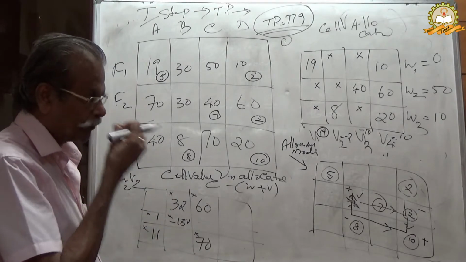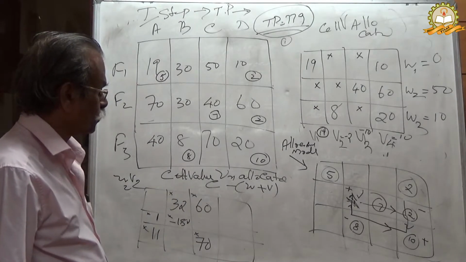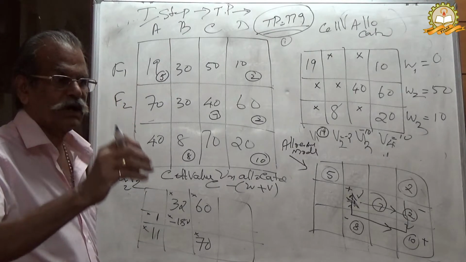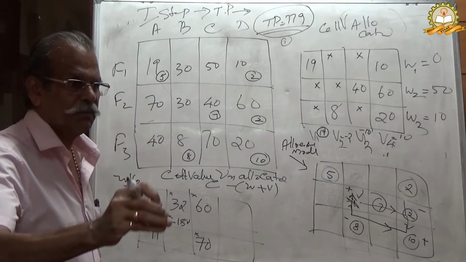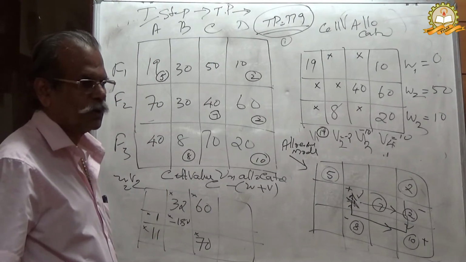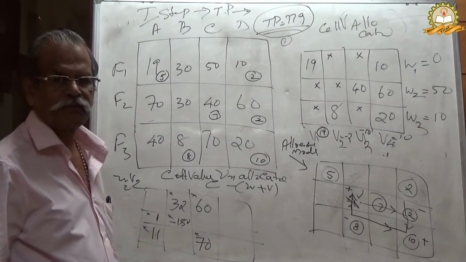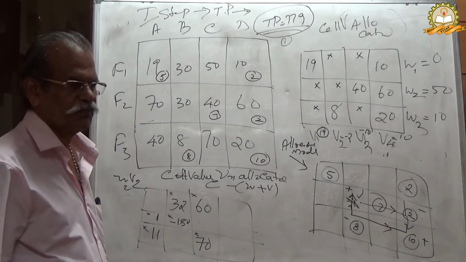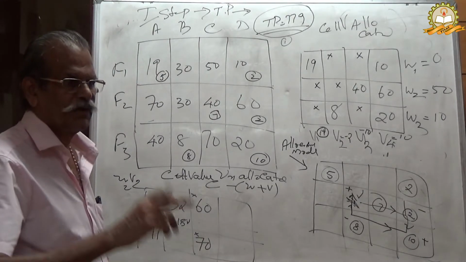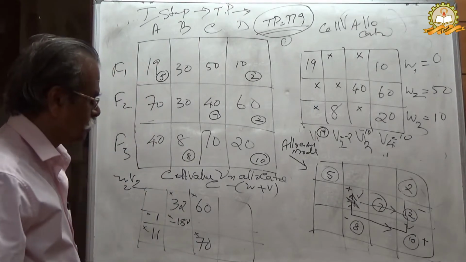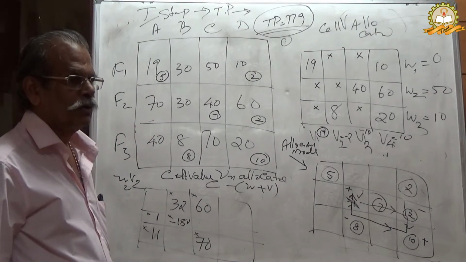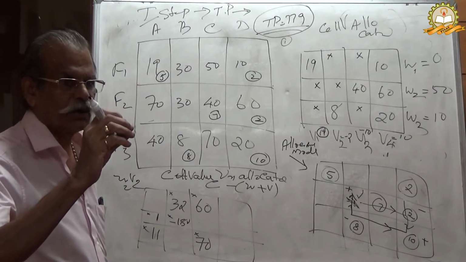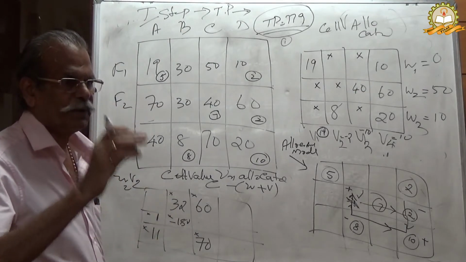Next step, find the smallest allocation made in the revised matrix where the vertical and horizontal line pass through. Find the smallest allocation made value where the path passes through.